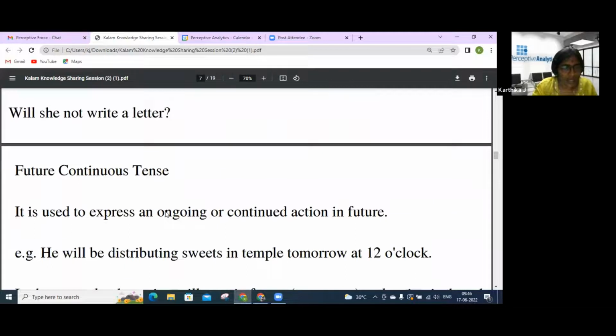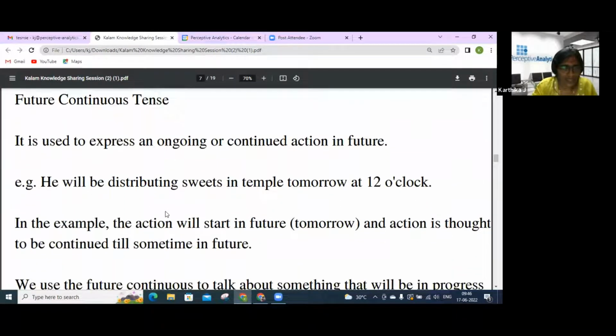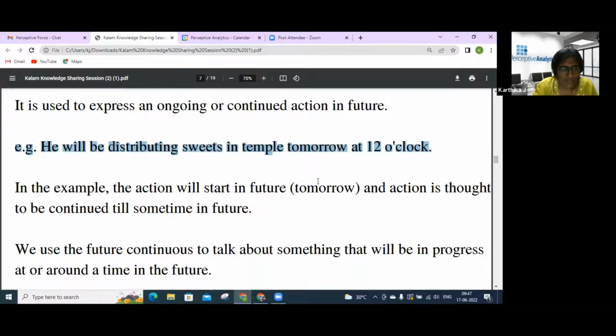And the next one is future continuous tense. So future continuous tense is used to express an ongoing or continued action in the future. So we can see one example. He will be distributing sweets in the temple tomorrow at 12 o'clock. So the action is going to happen tomorrow only, but it will start tomorrow and it will take some time to end. So in the example, the action will start in the future only. How do we know? It mentions tomorrow, which refers to the future. And the action continues till some time in the future. So that is why it is called a future continuous tense.